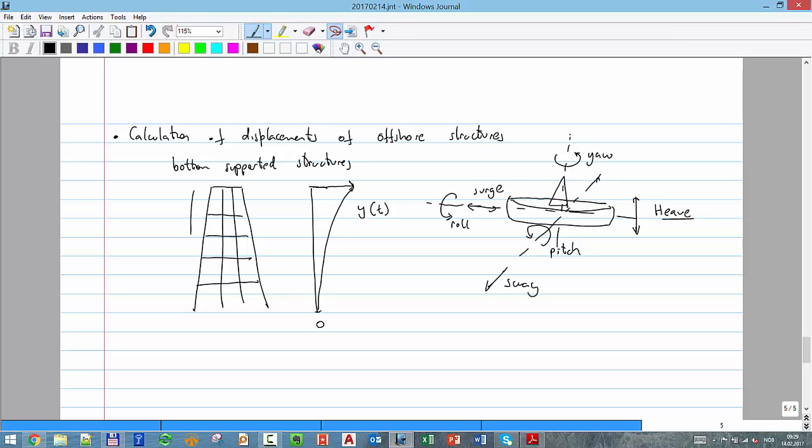But usually there are some directions that are more important. For example, heave is extremely important because of the load on the risers. When they move up and down, the risers will also experience some expansion and compression. So the heave is extremely important.